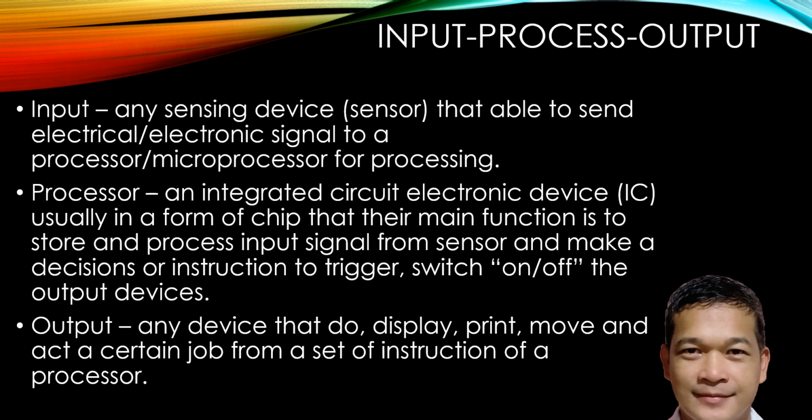So sa programming nato, there could be a basic flowchart or diagram nga makita ang whole system. So the system requires kinahanglan na siya og input, then kinahanglan siya og processor, and kinahanglan siya og actuator for the output. So usually the input is any sensing device or the sensor that is able to send electrical or electronic signal to a processor or microprocessor for processing. Then the processor is an integrated circuit or electronic device, the IC, usually in a form of chip, that its main function is to store and process input signal from sensor and make a decision or instruction to trigger or to switch on and off the output devices.